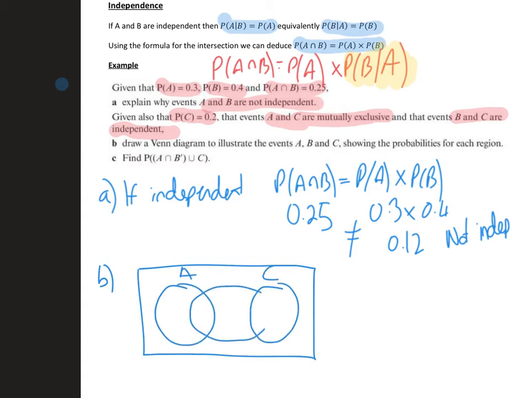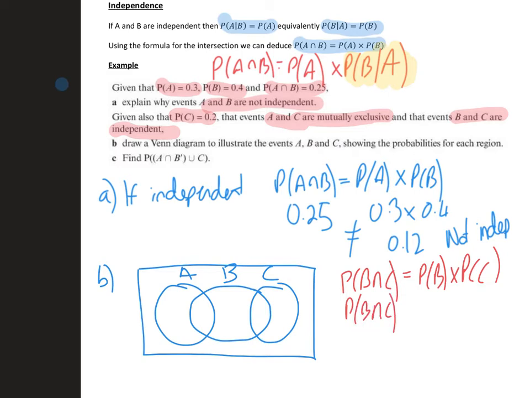However, the B circle touches. I know that B and C are independent. So that means the probability of B and C is equal to the probability of B times the probability of C, because they're independent. So I can use that formula to get the probability of B and C, because I haven't got that. B was 0.4, C was 0.2, so the probability of B and C is 0.08.